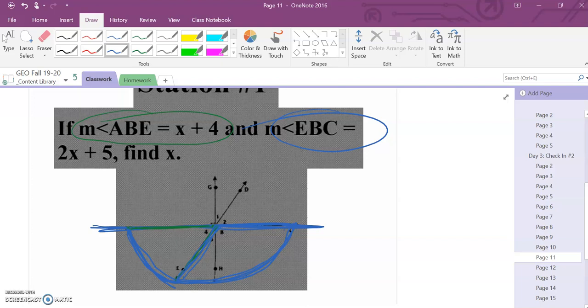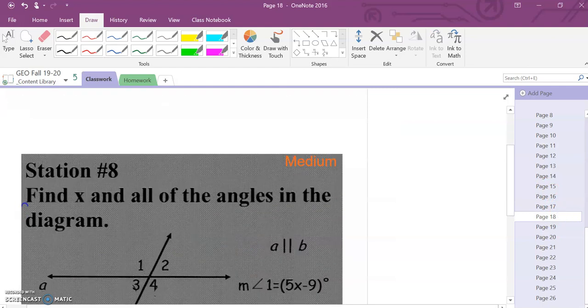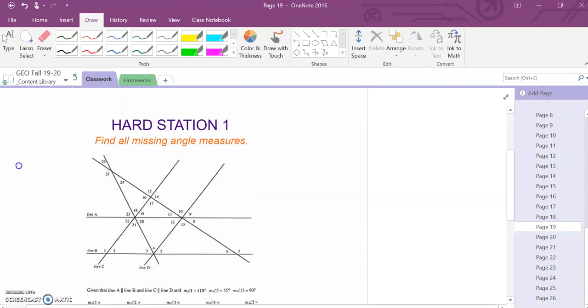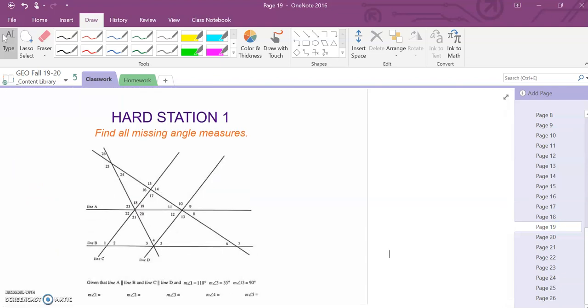So this is pretty much how the rest of this stations is going to go. And to be honest, if you can do these stations, you should be feeling pretty comfortable with this material and be ready for your quiz when we return. Keep in mind, you only have to go up to the very last station, which is station 8 on page 18. When you start on 19, these are some challenging questions.